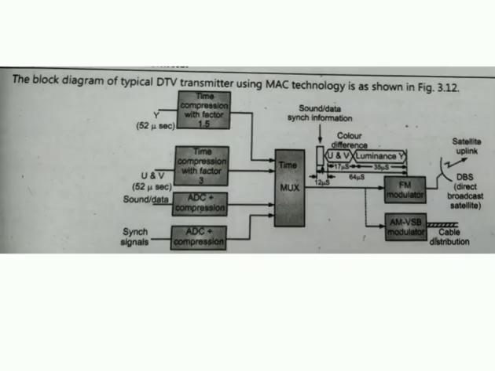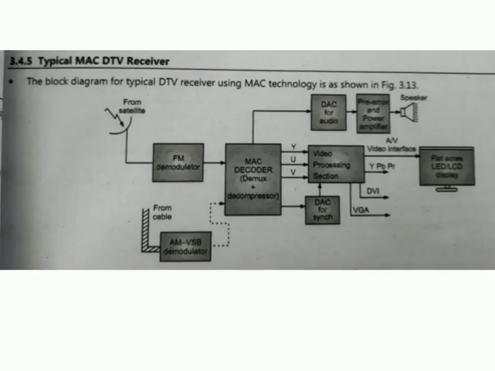Now let us see a typical MAC DTV receiver. This is the block diagram of a typical MAC DTV receiver. In the block diagram, we see an FM demodulator for receiving the DBS signal from the satellite, and an AM VSB demodulator for the purpose of receiving cable signals.